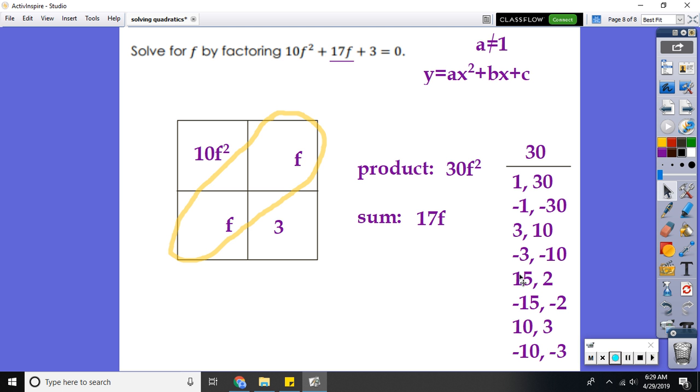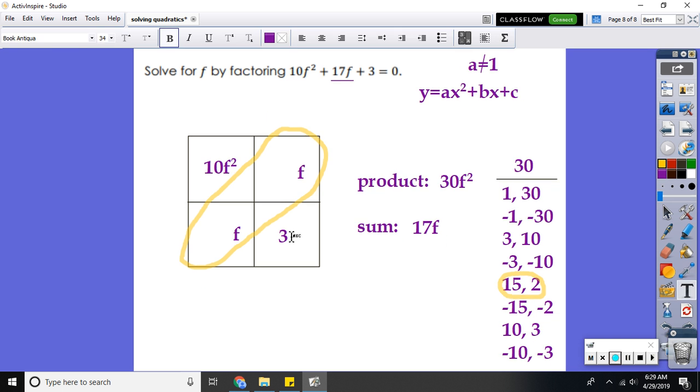Alright, I think I've got a pretty good list here. I'm looking for the two that when I add them, I get a sum of 17. And 15 and 2 definitely add to 17. So those are my two factors that I fill in the missing boxes with.